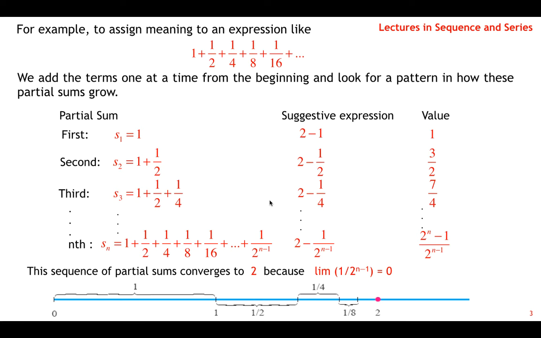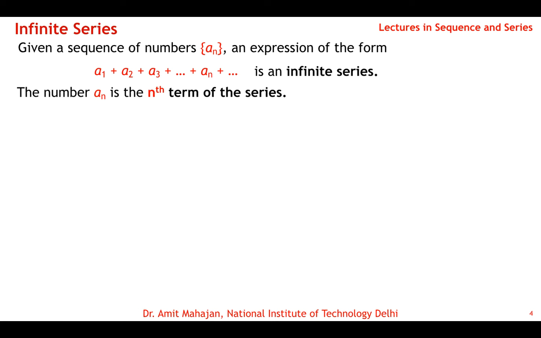Now we can define this as a definition of the convergence of an infinite series. So given a sequence of numbers an, we say that an expression of the form a1 plus a2 plus a3 plus and so on, plus an, plus and so on, is an infinite series. The number an is the nth term of the series.